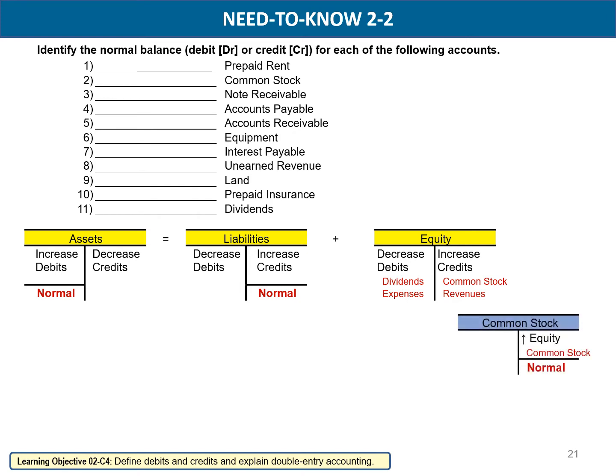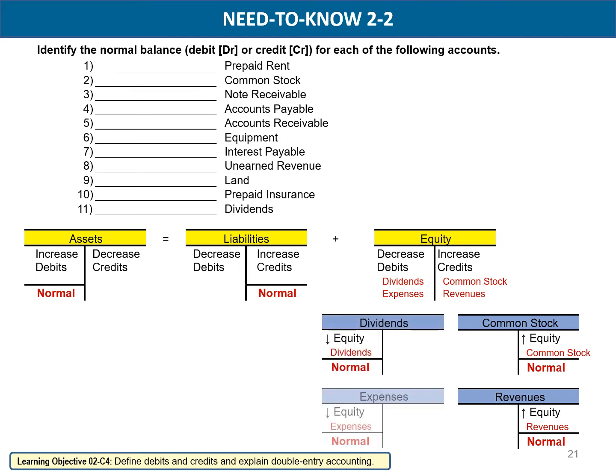So your common stock and your revenues increase equity and they have a normal balance of a credit, but your dividends and your expenses work the opposite way. They have an inverse relationship with equity. And so in order to increase your dividend account and increase your expense account, you need to debit. So therefore the normal balance is a debit as well.